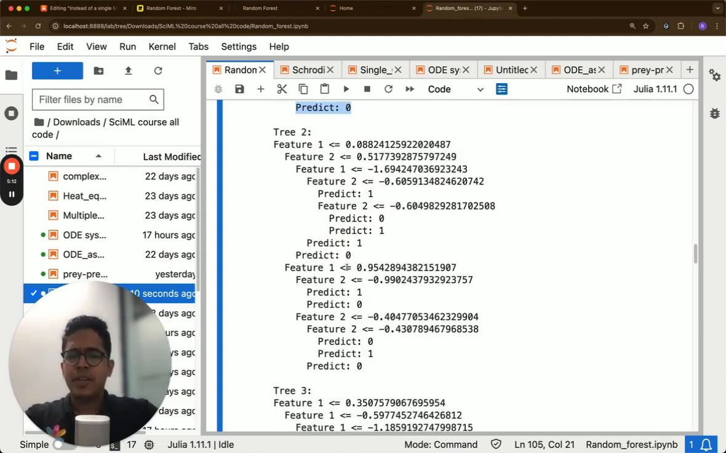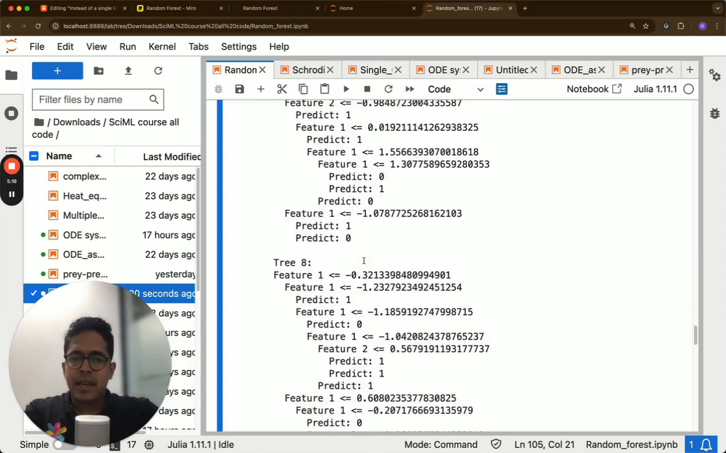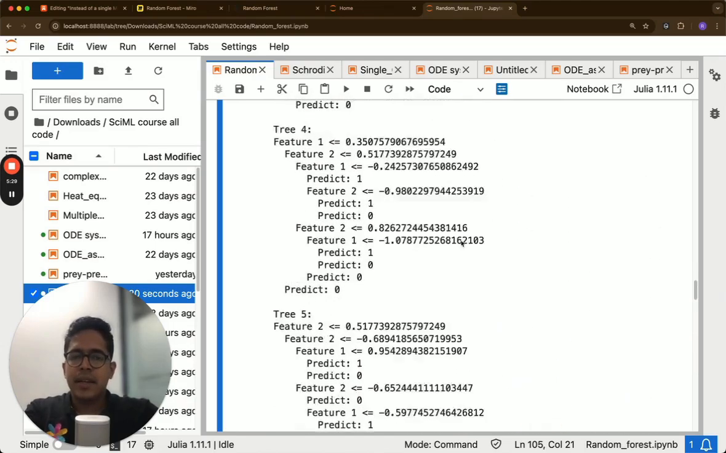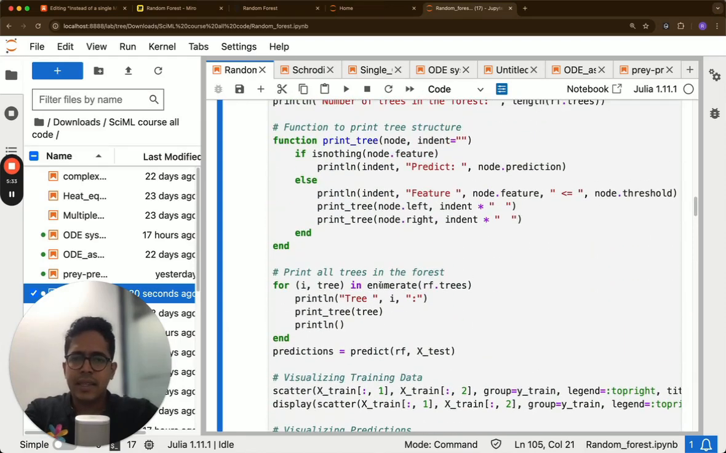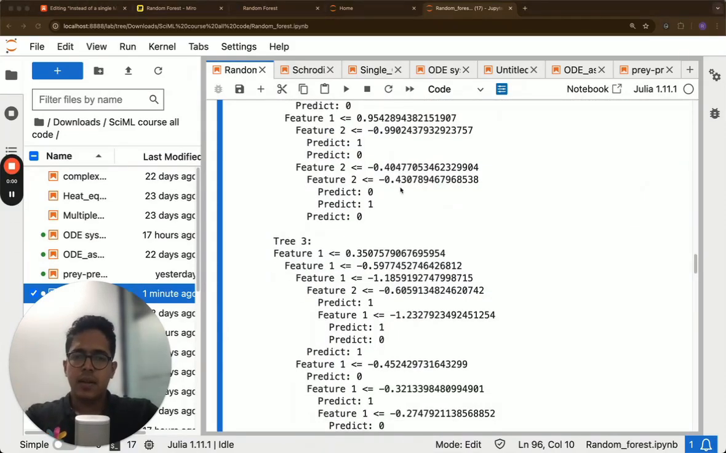It's a very complex way to display, but also not that hard to read. Then you have 10 trees, and let's look at the scatter plot. So this is your training data, and you can see that it's getting classified very nicely into two categories. The way training data is created is using a random function. So you are creating random samples.